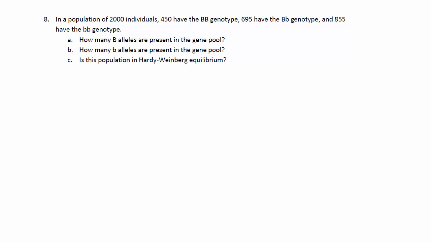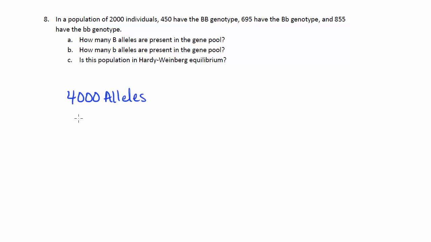In a population of 2,000 individuals, 450 have the big B genotype, 695 have the heterozygous genotype, and 855 have little b genotype. So the first question is, how many big B alleles are present in this gene pool? Okay, so in this gene pool, there's 2,000 individuals, so there's actually going to be 4,000 alleles. And it's 4,000 alleles because each one of those 2,000 individuals is diploid, so they have 2 each.